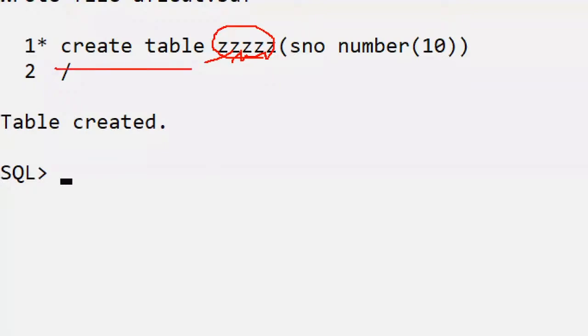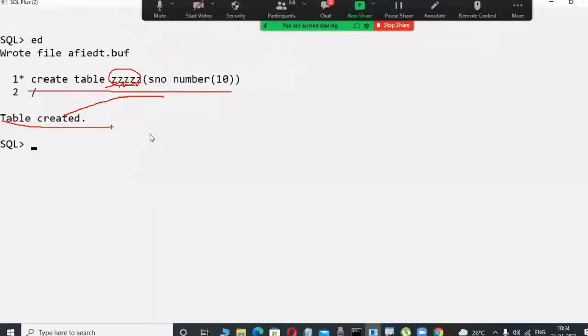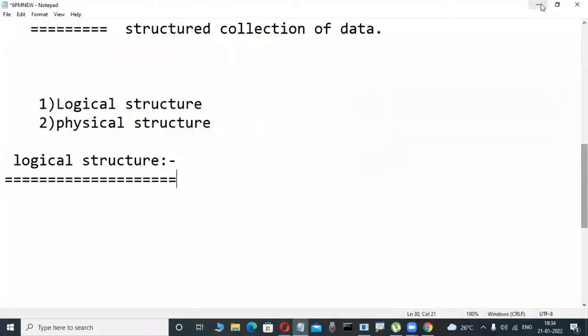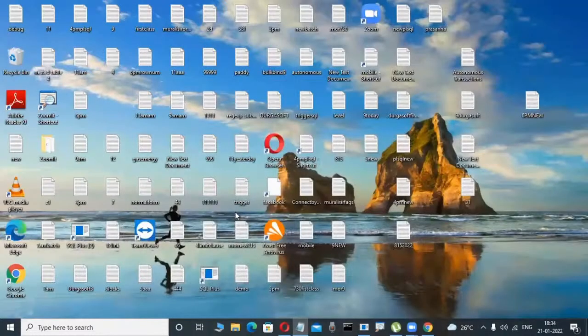The table I'm creating is only in my Oracle database, or SQL Server database, or MySQL database. Table is created. Slowly observe it here. Now I'm interested to view whether this table is created or not in my operating system.